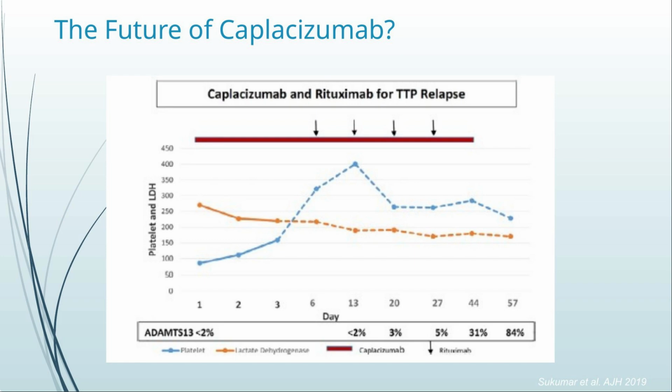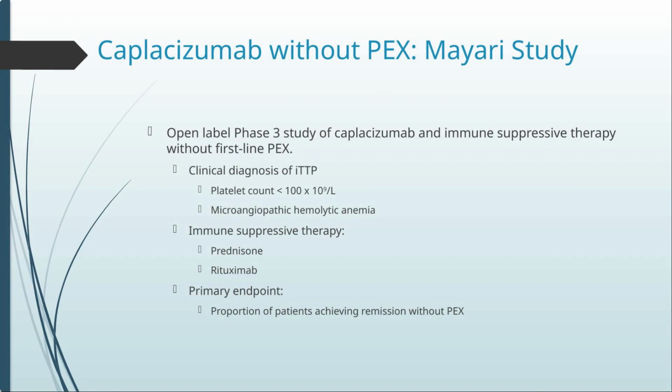So this brings me to the MAYARI study. This is a phase 3 trial evaluating the efficacy and safety of caplacizumab and immunosuppressive therapy without first-line plasma exchange for adults with iTTP. Patients received daily caplacizumab plus immunosuppressive therapy. They were included if they had a clinical diagnosis of TTP defined by a low platelet count and evidence of microangiopathic hemolytic anemia. And they had to have their ADAMTS13 activity confirmed within 48 hours of presentation.